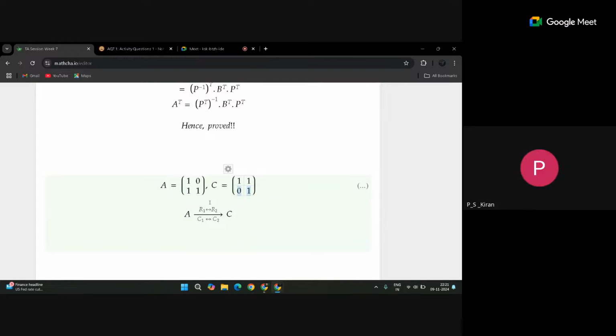But sir, we cannot apply both row and column operations simultaneously. See, we are coming there. So to prove A is similar to C, we need to express it in the form of A equal to some P into C into P inverse. Any doubt still here?